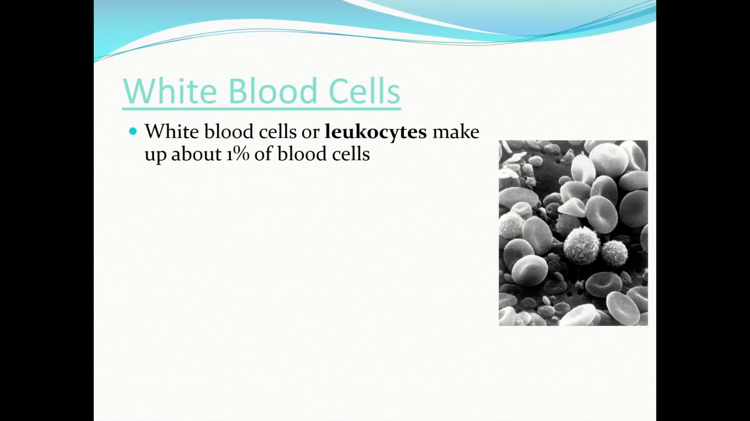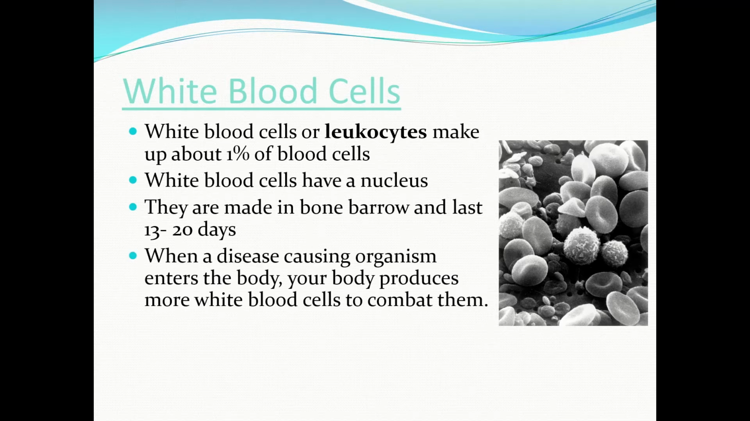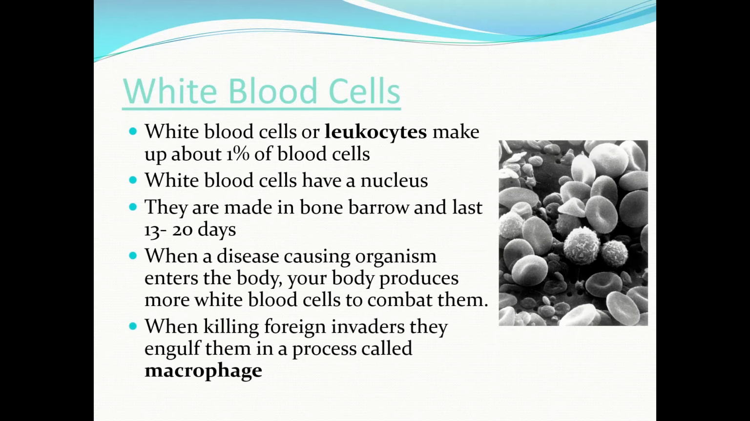So white blood cells, or leukocytes, make up about 1% of blood cells, right? So not very much. White blood cells have a nucleus because they have a job to do, right? What they want to do is find things that cause diseases and get rid of them. They're made in the bone marrow. They last 13 to 20 days. When a disease-causing organism enters the body, your body produces more white blood cells to combat them. When killing a foreign invader, they engulf them in a process called phagocytosis, right?